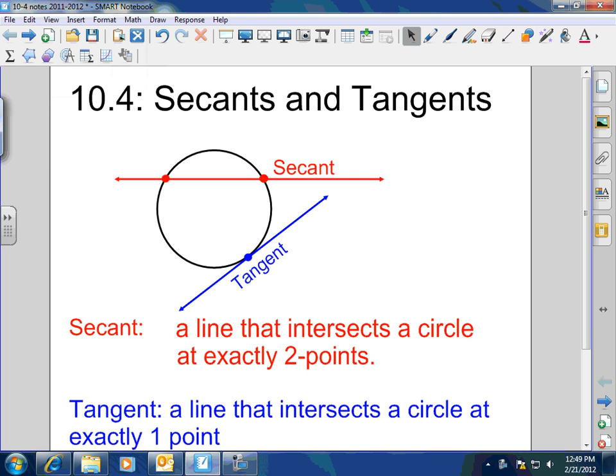So we're talking about secants and tangents, very popular words in geometry. We started this last week, so I'm going to go over this, a little quick review, and then we'll complete the lesson. We'll do some examples.